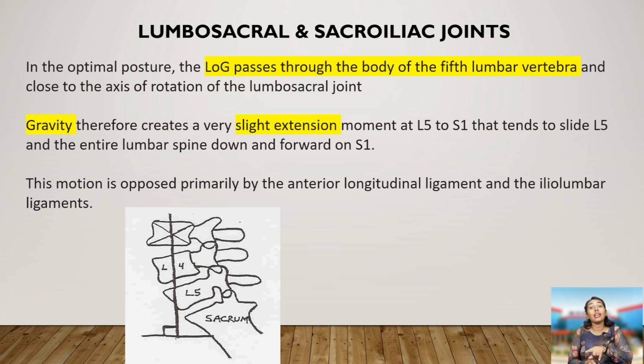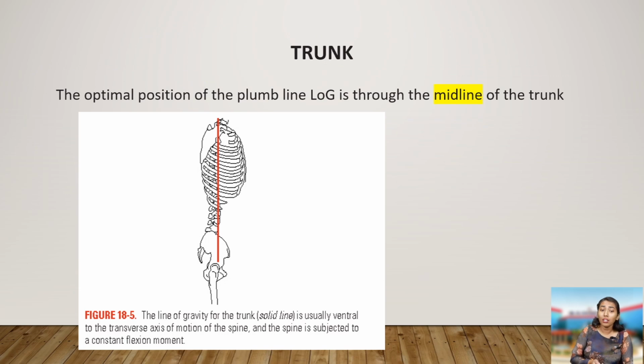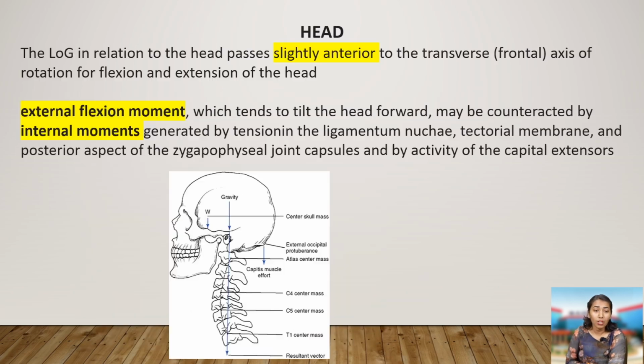This motion is opposed. This motion is opposed by the anterior longitudinal ligament and the iliolumbar ligament to maintain the stability. Next is your trunk. When in an optimum posture, the plumb line of gravity goes through the midline, as you can see in the picture. It goes to the midline of the trunk.